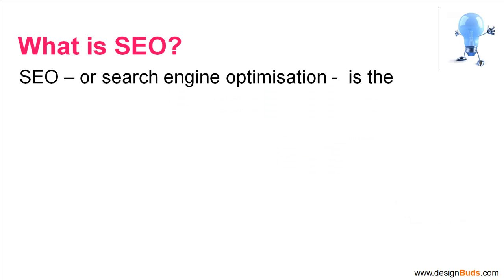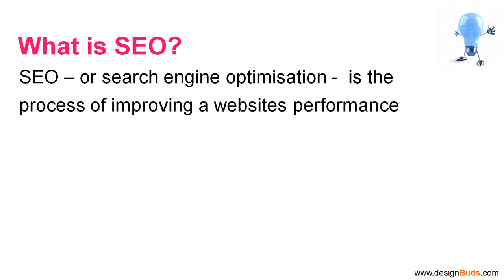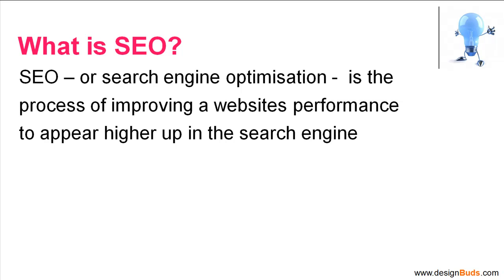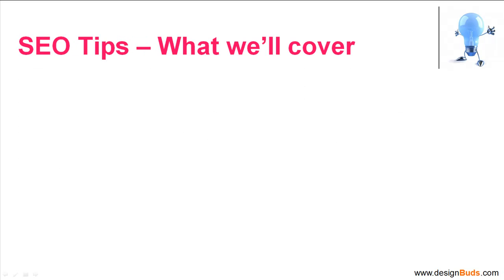Now, what is SEO? SEO, or search engine optimization, is the process of improving a website's performance to appear higher up in the search engine results. So, essentially, you've got a website and you want it to appear higher up in Google when people are searching for your website, for the services that you offer.